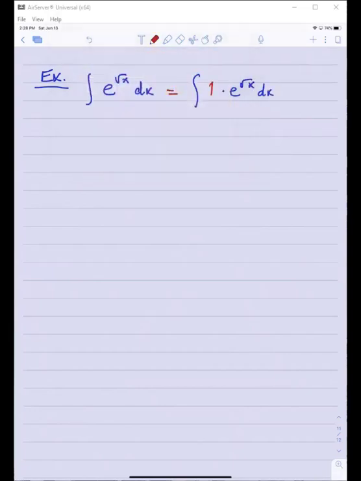So it's that thing we just did in the last example. I insert the 1, and we call that v prime, which means we're letting u equal e to the square root of x. So let's see, what does that give us? If we let u equal e to the square root of x, and we let v prime equal 1, then of course v is going to be x, just as before.